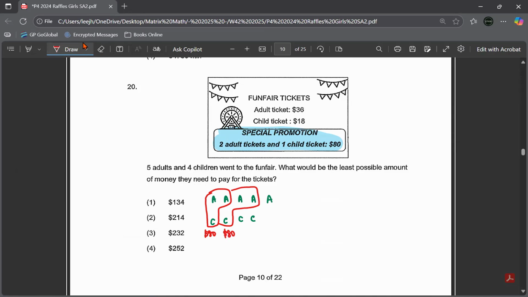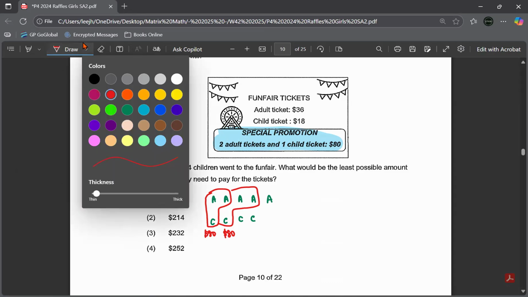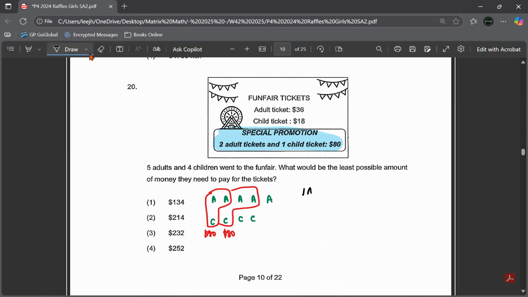Another 80. Here there are no 2 adults left, here there are 2 children. So this one cannot get the special promotion already. So you get 2 groups of 80. Then 1 adult is originally 36, and 1 child is 18, so 2 children will be 18 times 2, which is 36 as well. The promotion price can only buy 2 groups, so 80 times 2.